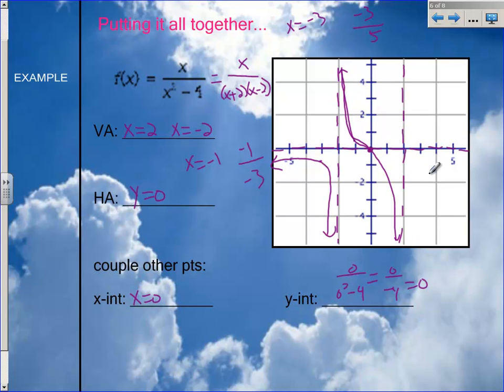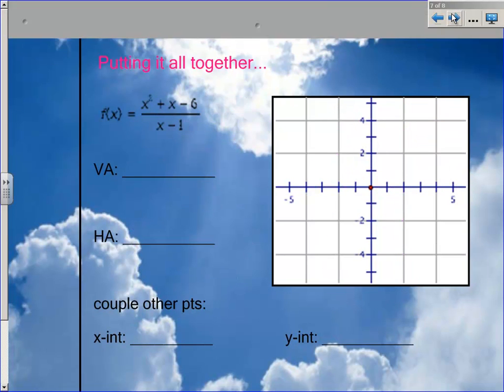so that's that. And then let's check out here at x equals like 3. If x equals 3, then I have 3 over 5, and it's positive, so it's above. So you know this graph does this. And that is our graph.